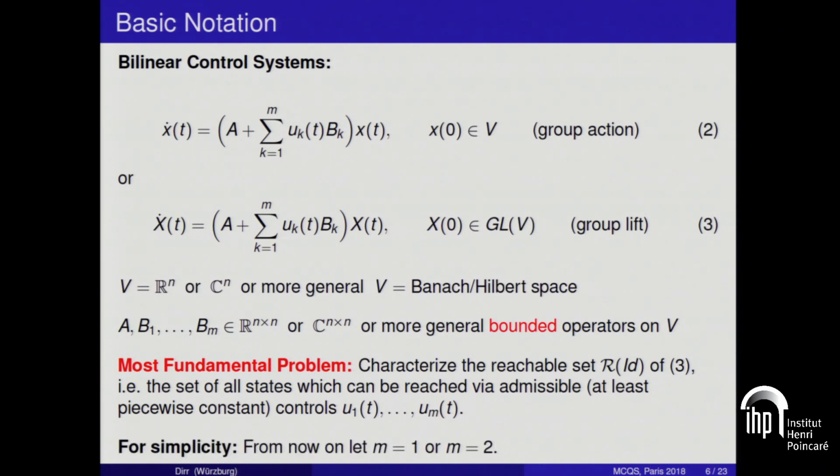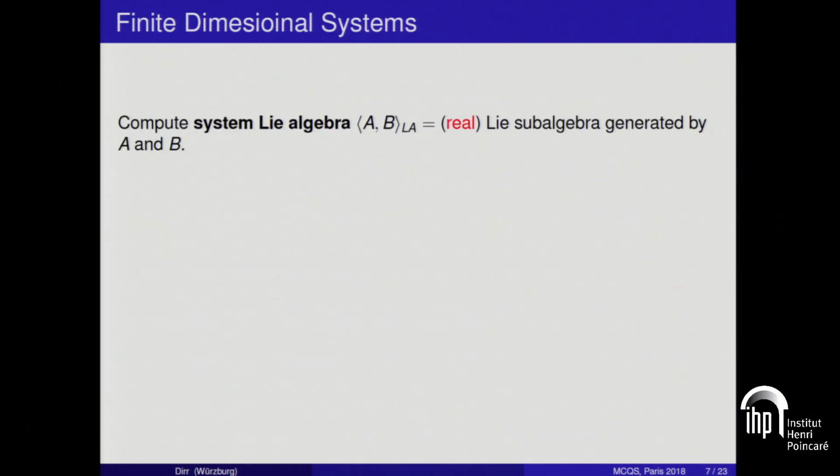Okay, and for simplicity, I will restrict to the case that I have only one or at most two controls. This makes the equations a bit simpler. So for infinite dimensional systems, what should you do? The first thing you should do, you should compute the Lie algebra generated by A. A is usually called the drift term because it cannot be controlled, and B is the control term. So once you have computed the Lie algebra generated by A and B, you compute the real Lie algebra because you have real controls, even if your matrices are maybe in SU(N) or something like that.